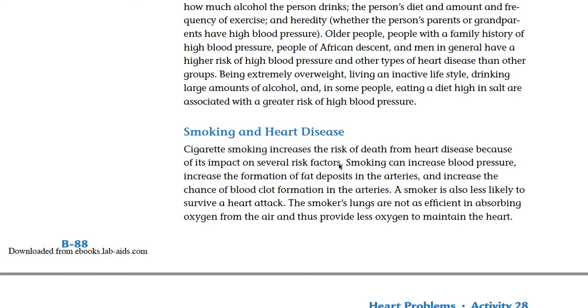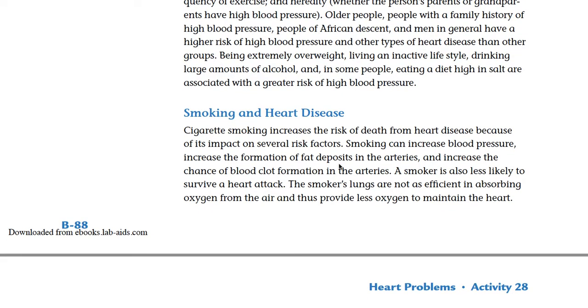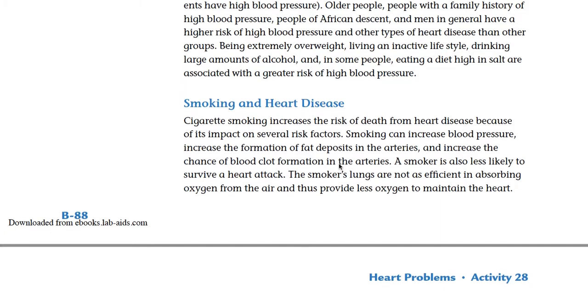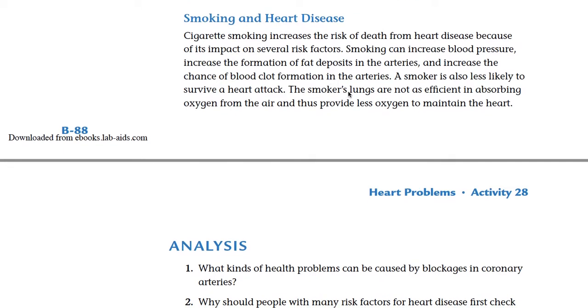Being extremely overweight, living an inactive lifestyle, drinking large amounts of alcohol, and in some people, eating a diet high in salt are associated with a greater risk of high blood pressure. Smoking and heart disease. Cigarette smoking can increase the risk of death from heart disease because of its impact on several risk factors. Smoking can increase blood pressure, can increase the formation of fat deposits in the arteries, and increase the chance of blood clot formation in the arteries.